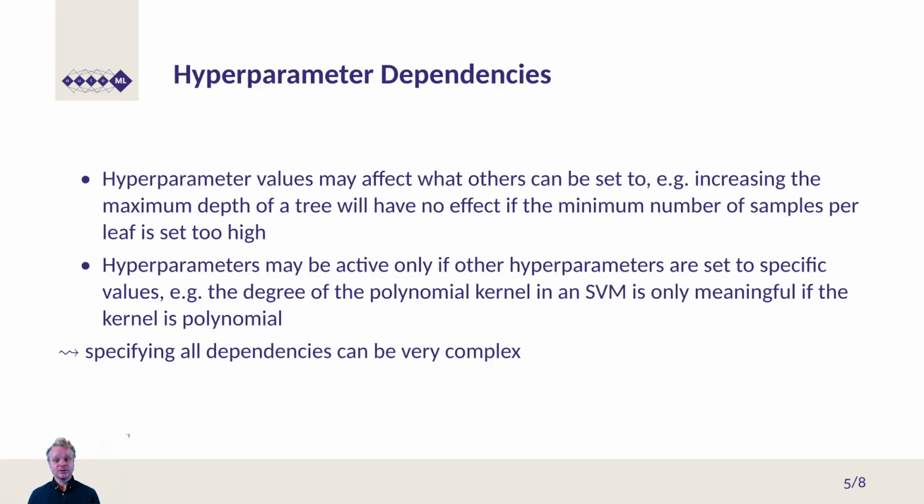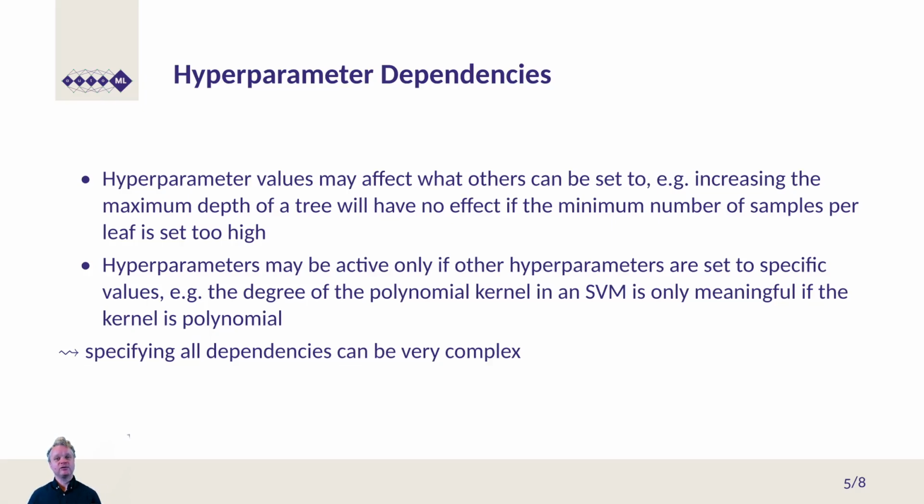We can also have dependencies between hyperparameters, where the value that is set for one hyperparameter affects what others can be set to. For example, if I increase the maximum depth of a tree in a random forest, this will only have an effect if the minimum number of samples per leaf is set high enough. And here you can already see that this can be very subtle in practice, because it doesn't necessarily only depend on the learner that you're dealing with, because it also depends on the data set.